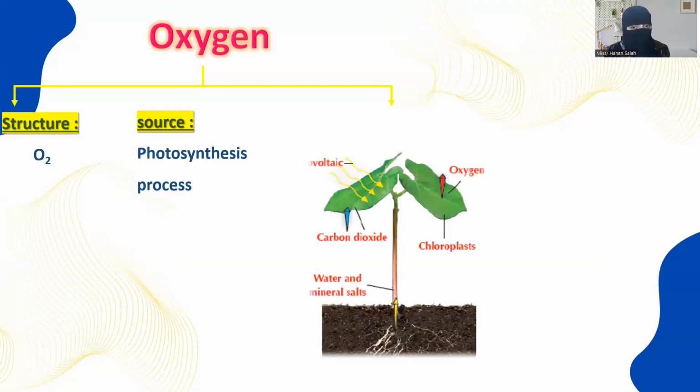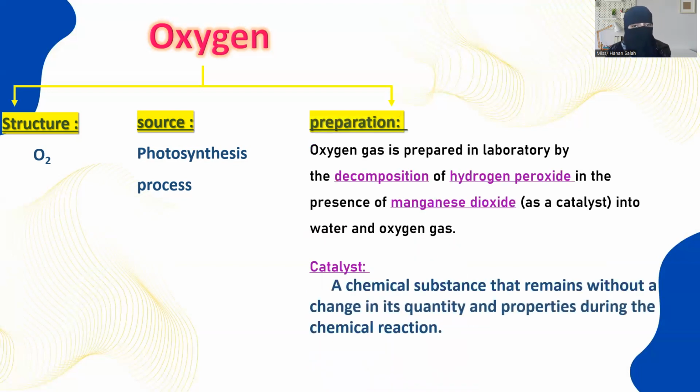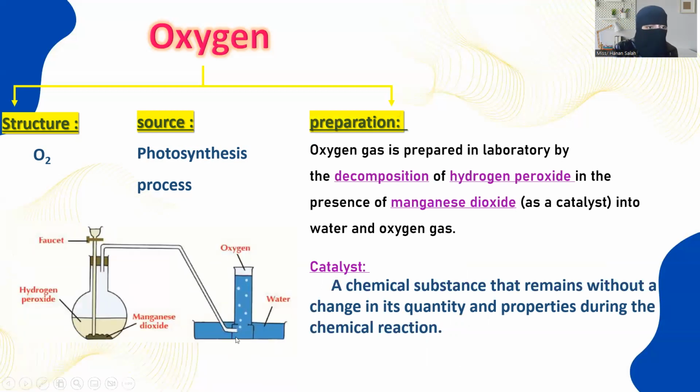What about the preparation? Can you prepare it in the lab? Of course I can. You can prepare oxygen gas in the lab by decomposition of hydrogen peroxide. That is a device that you can use. Hydrogen peroxide, and you can add manganese dioxide, called a catalyst, to make the reaction go faster. So hydrogen peroxide will decompose into water and oxygen. But to make the reaction faster, you will use manganese dioxide.